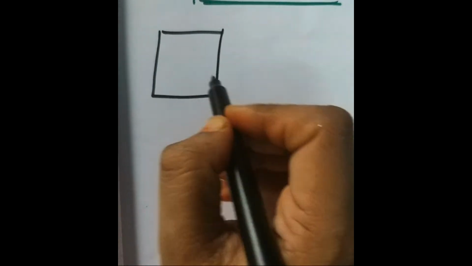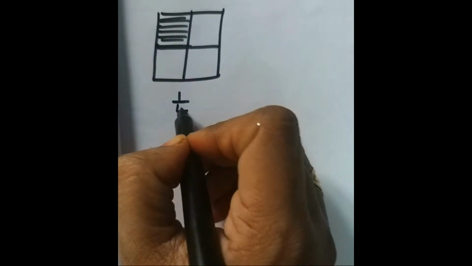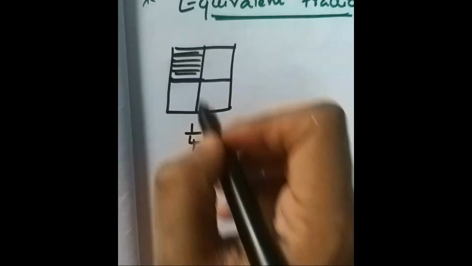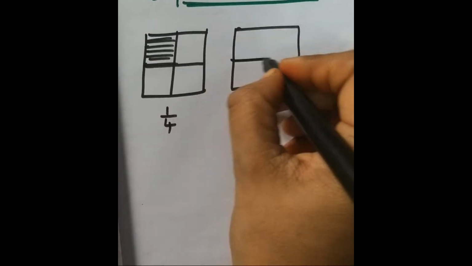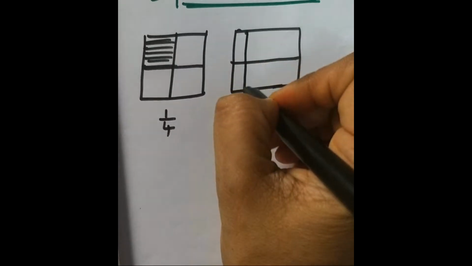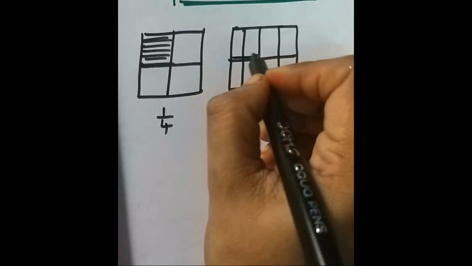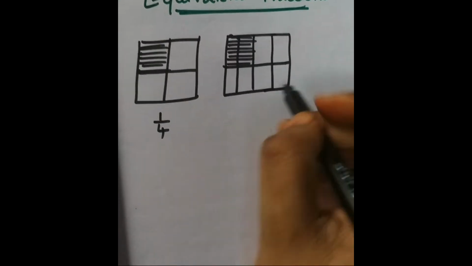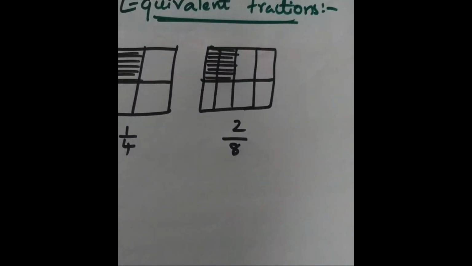First figure is 1 by 4. That is, the first figure has a shaded part, that is 1 by 4. One part is shaded and 3 parts are not shaded. Then total parts are 4. Another one, I am taking like this: 1, 2, 3, 4, and I am shading 2 parts here. 1, 2, 3, 4, 5, 6, 7, 8. Total 8 parts are there. I am shading only 2 parts. Like this we have to write.